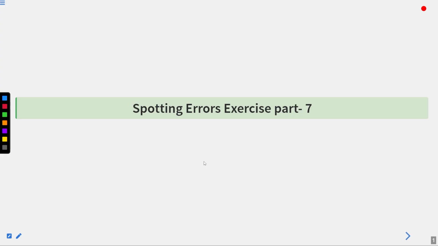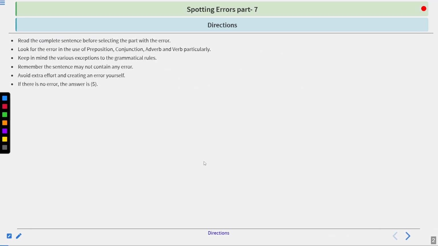Hello everyone, in today's session we are going to discuss spotting errors. This is exercise part 7. Let's begin. First of all, read the directions.